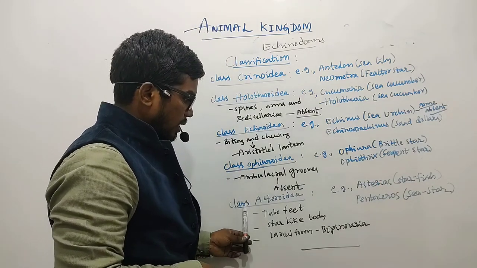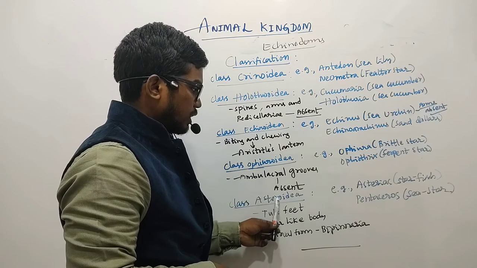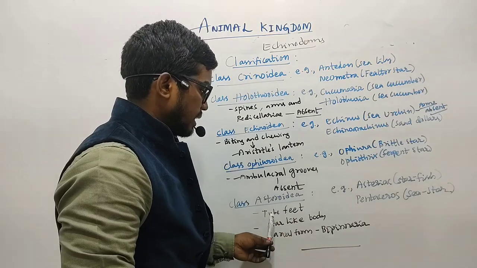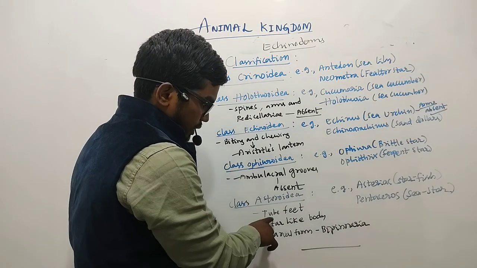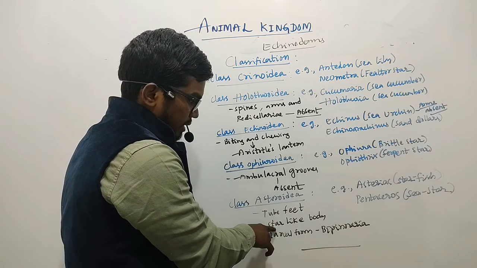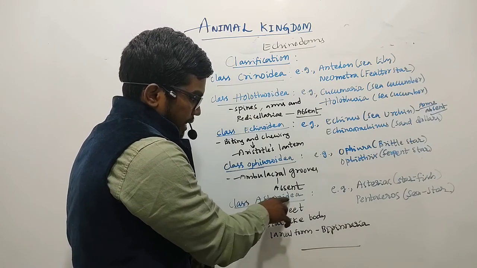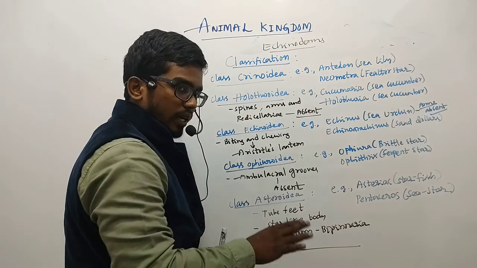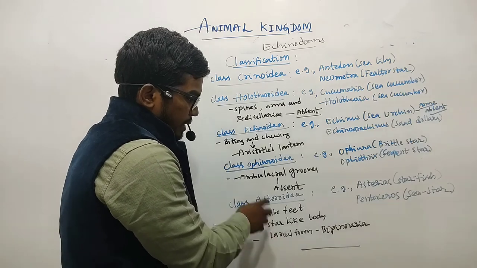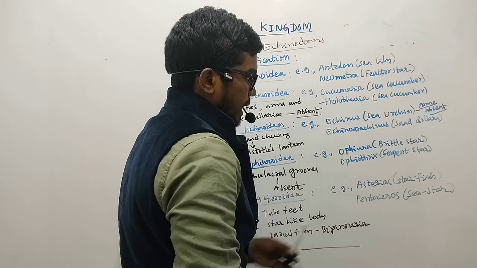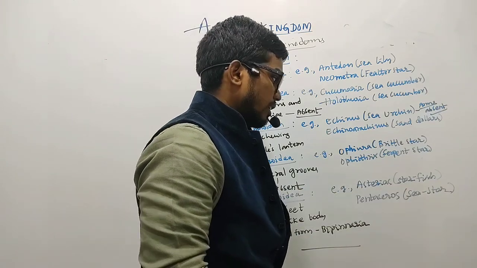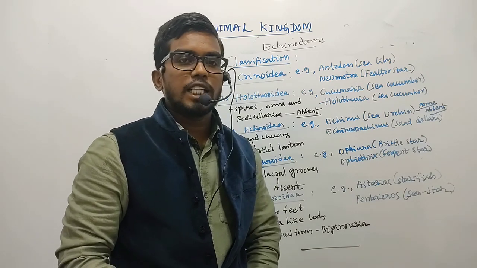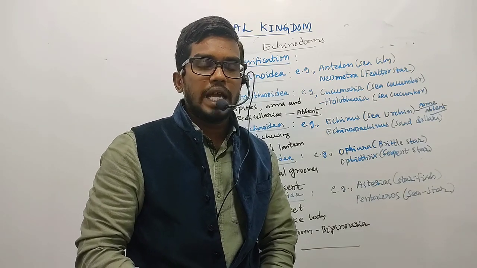Dear students, moving to the last class, we have class Asteroidea. These organisms generally have tube feet for locomotion. The name Asteroidea, the aster, refers to the star-like body. The larval form present here is called Bipinnaria. Examples are Asterias or starfish and Pentaceros or sea star. So these are a few important aspects about the classification of the phylum Echinoderms.